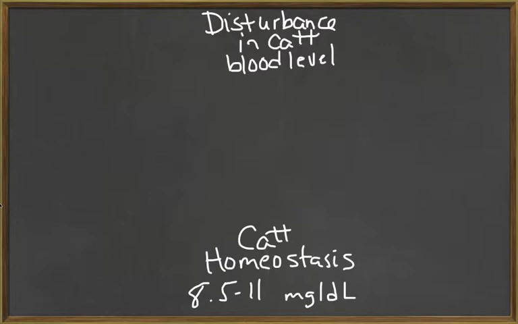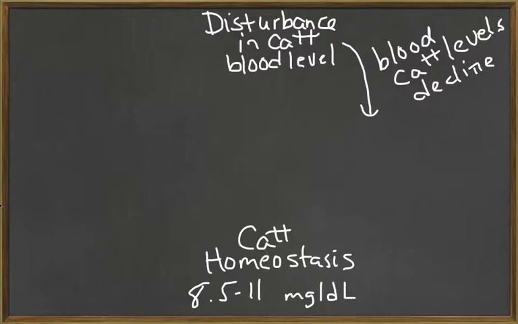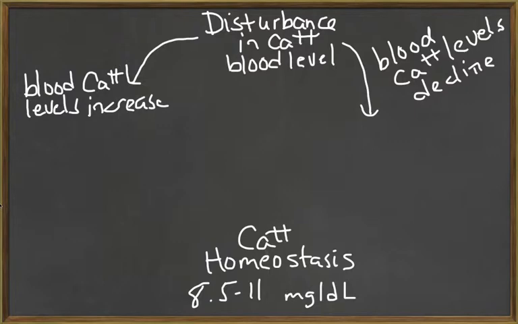On one side, we could say that the disturbance is that the blood calcium levels start to decline. And we'll talk about what happens in that situation. And on the other hand, we can also talk about what happens if the blood calcium levels start to increase. In both of those cases, if the blood calcium levels decline below 8.5 milligrams per deciliter, or if the calcium levels increase above 11 milligrams per deciliter, now we're out of homeostasis. So the body has to figure out exactly what it's going to do in order to restore homeostasis.